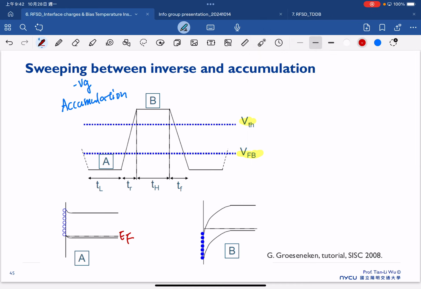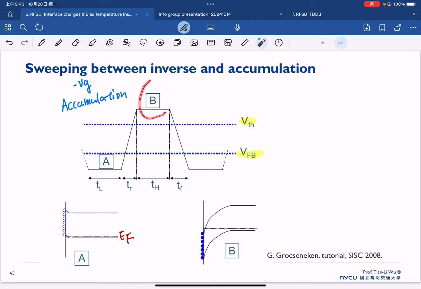In the last week, we also discussed that the traps can only interact with our carriers as long as the traps are below our Fermi energy here. So in this case, since our traps are above our Fermi energy, all the traps here are empty, because an electron around here cannot be filled.